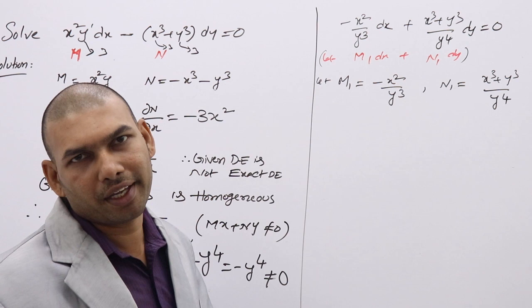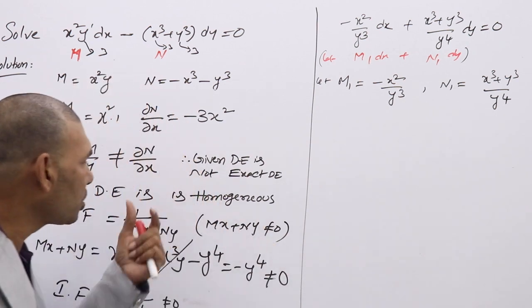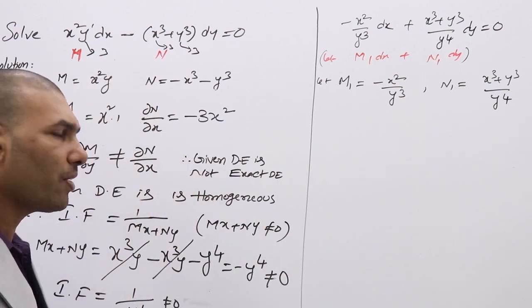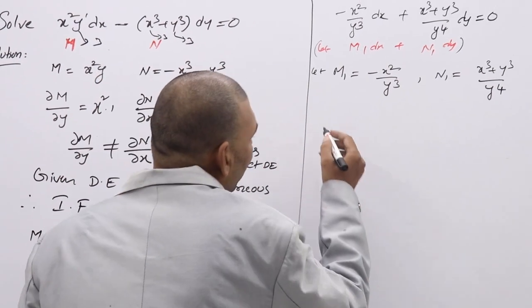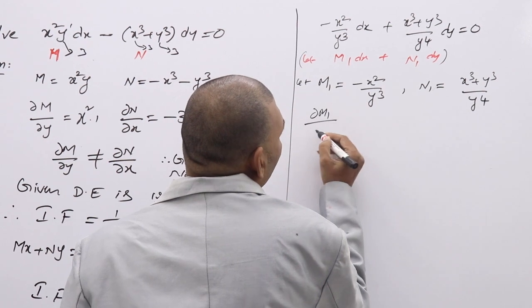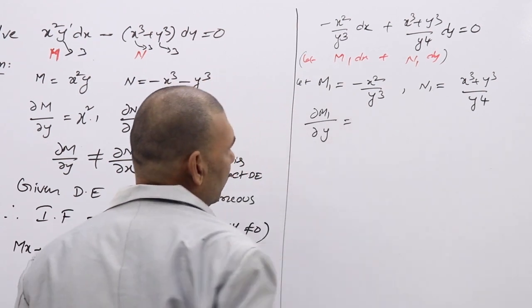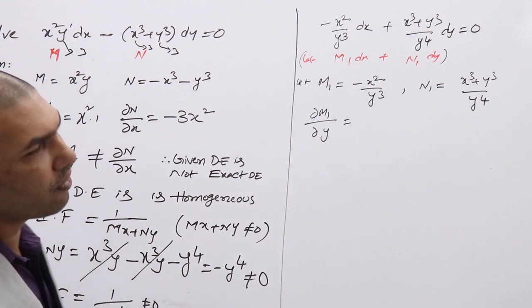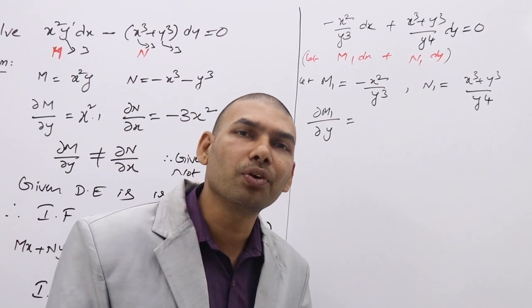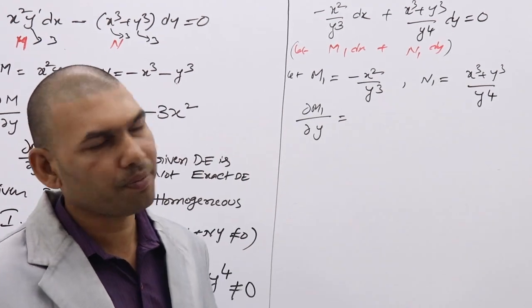For that I am finding. But if it is homogeneous non-exact, mx plus ny is the correct integrating factor. No need to check. But we are checking here once whether our integrating factor is correct or wrong. Dou m1 by dou y: differentiate m1 with respect to y, keeping x constant.